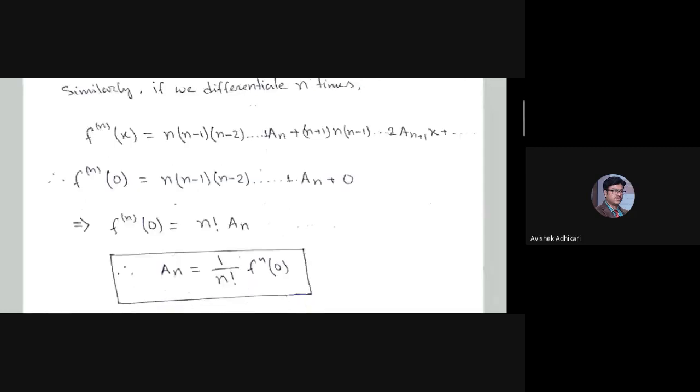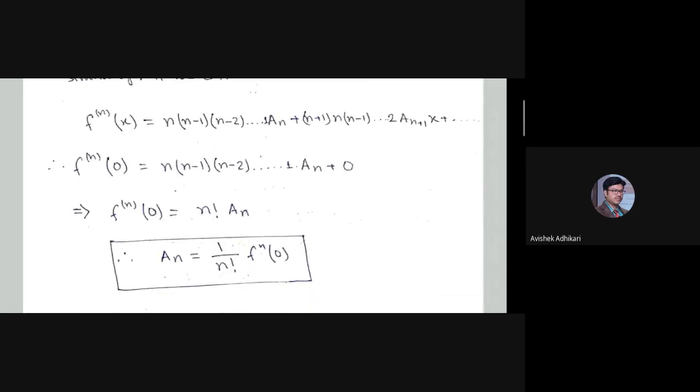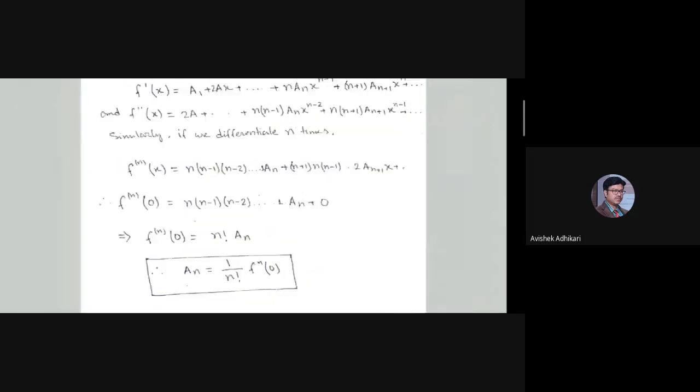So if we put x equals 0, then it gives the value 0. And as we can see, f^(n)(0) is nothing but n factorial times a_n. So a_n equals 1 by n factorial times the nth derivative of f at 0.